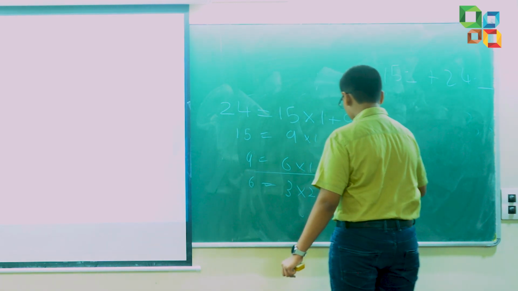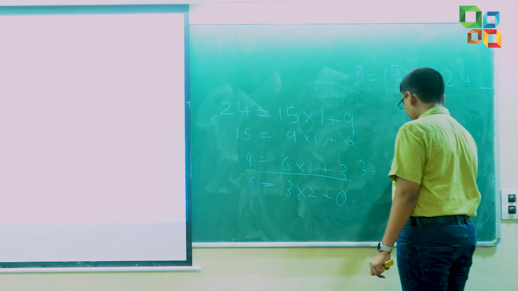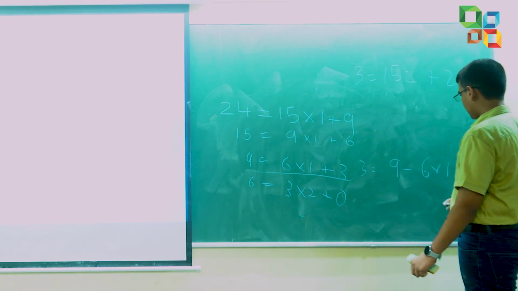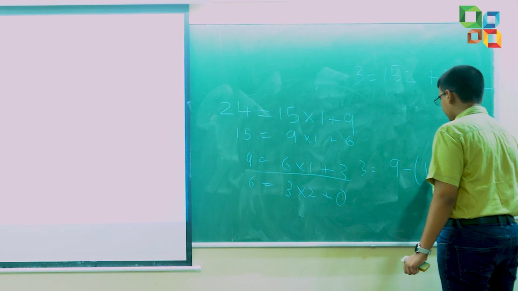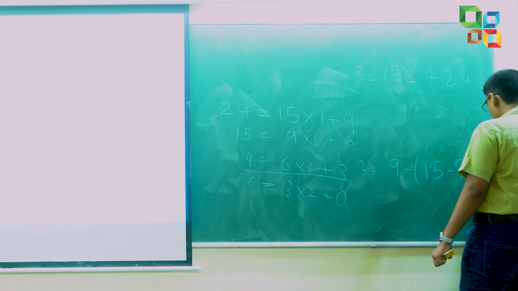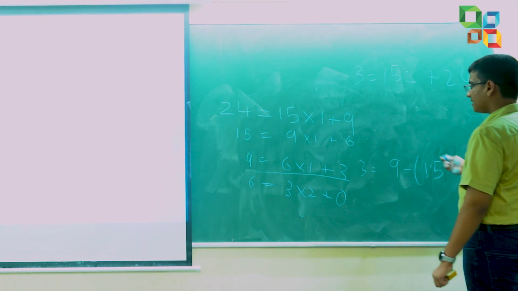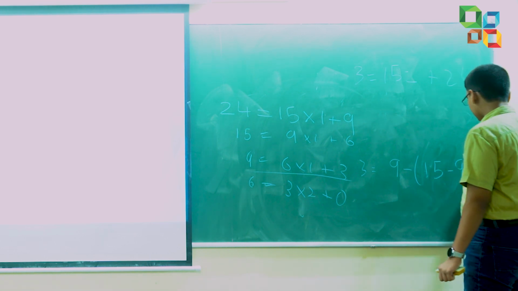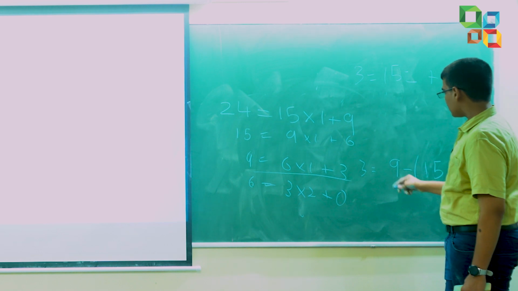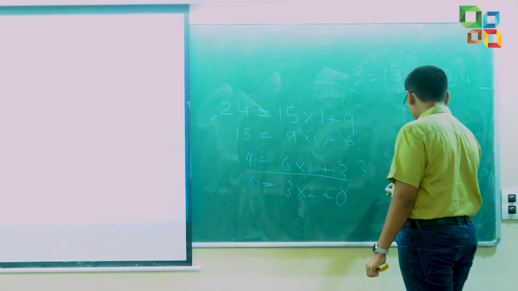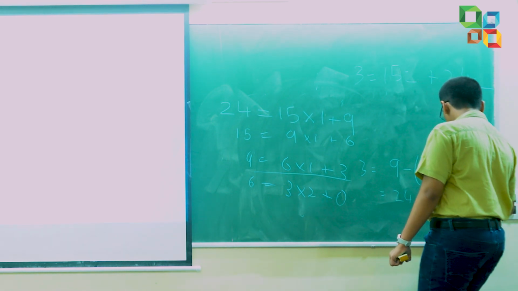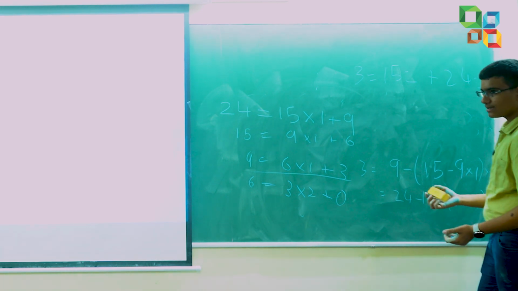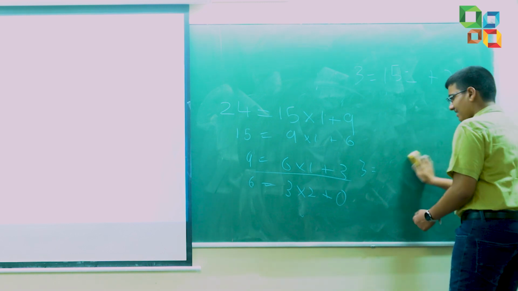Okay, let's start with this step. So you have 3 equal to 9 minus 6 into 1. Now 6 is equal to 15 minus 9 into 1. So you can write this as 9 minus 15 minus 9 into 1 into 1. The into 1s don't matter. Then substitute for 9, 24 minus 15. Wait, I made a mistake. Sorry. You start from here.